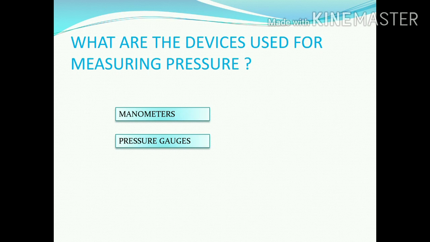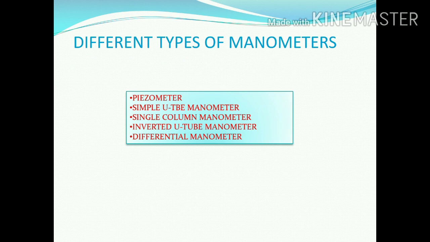So let's see what are the different types of manometers. The different types of manometers are piezometer, simple U-tube manometer, single column manometer, inverted U-tube manometer, differential manometer. We'll only concentrate on piezometer and simple U-tube manometer out of these different types of manometers.